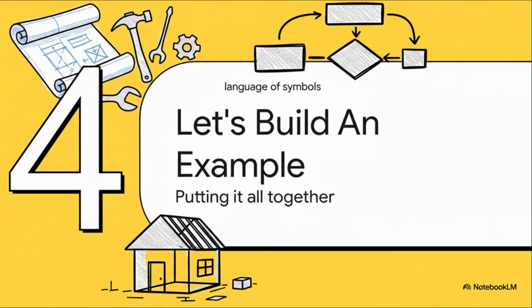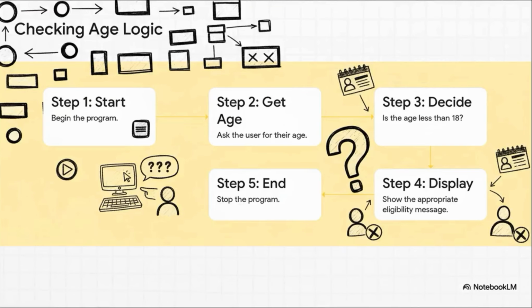All right, theory time is over. We have the blueprint concept, we have the tools, and we have the symbols. It's time to put it all to the test. Let's build a simple, real-world example and really see this thing in action. So here's our simple task, broken down into logical steps. We need a program that asks a user for their age, and then it's going to tell them if they are eligible based on one single condition. Are they 18 or older?